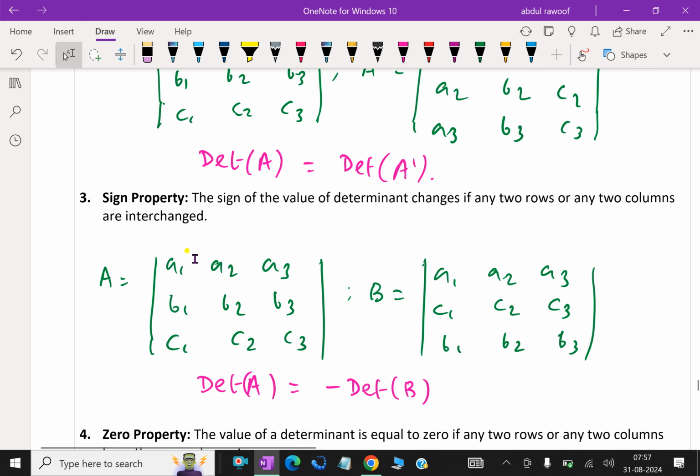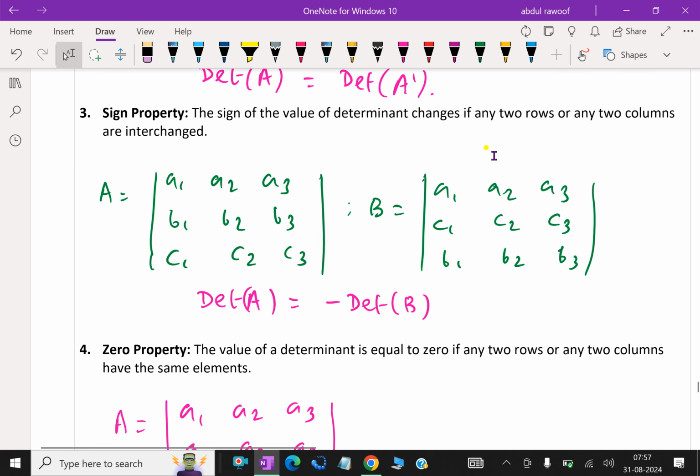Second, sign property. The sign of the value of a determinant changes if any two rows or any two columns are interchanged. Here, the original matrix A, determinant A, is A1, A2, A3, B1, B2, B3, C1, C2, C3.